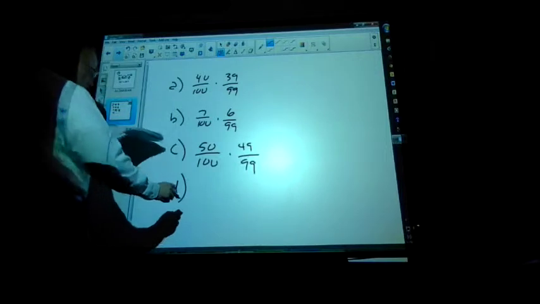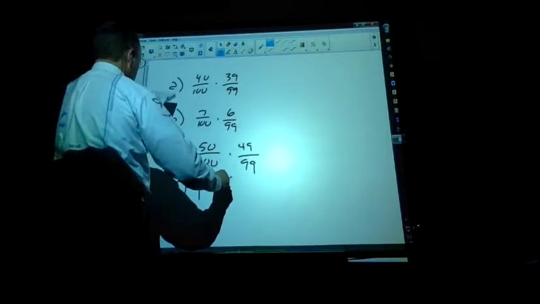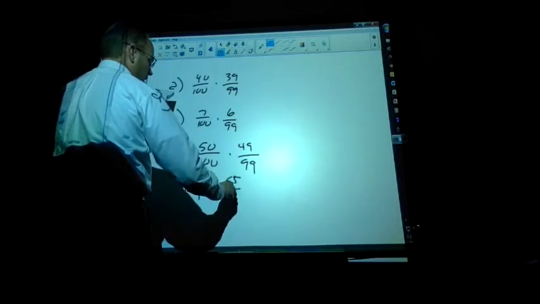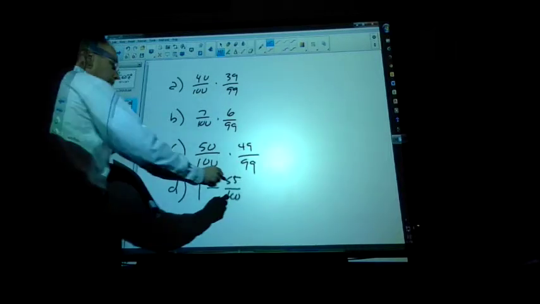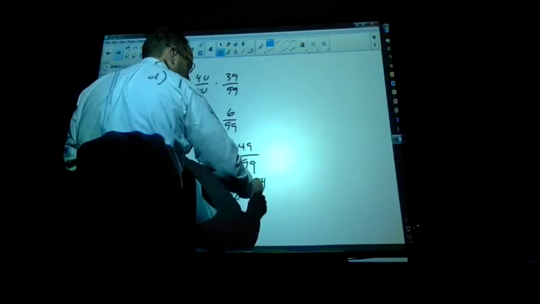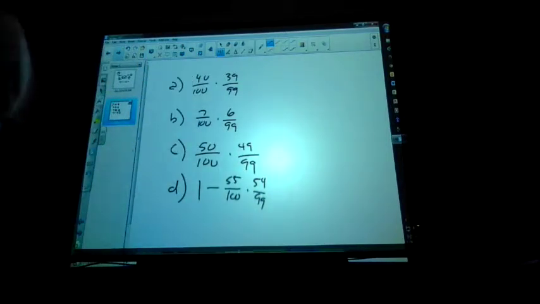Okay? So what I'm going to do is I'm going to go 1 minus the 55 out of 100, 55 out of 100 who happen to be A, B, or AB. And then I'm going to multiply that by 54 out of 99. So I'm doing the complement of not having type O, and that would then tell me who has type O. Good so far?